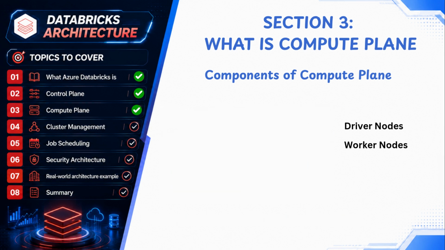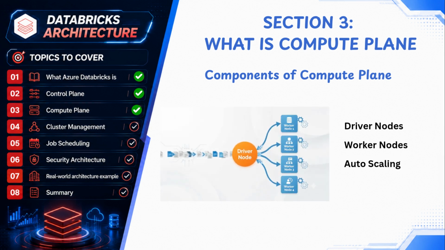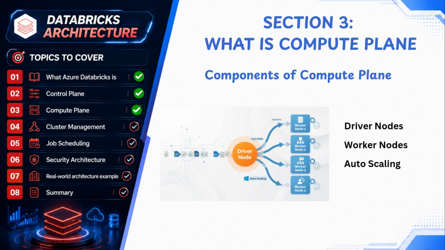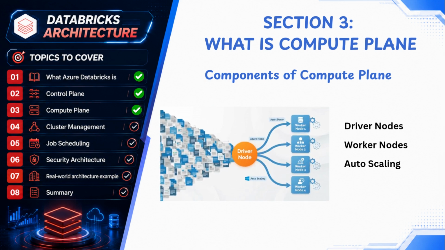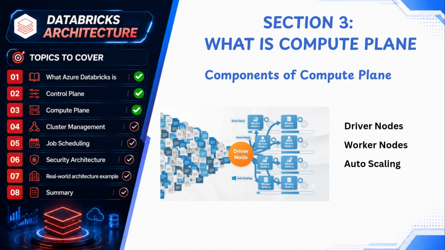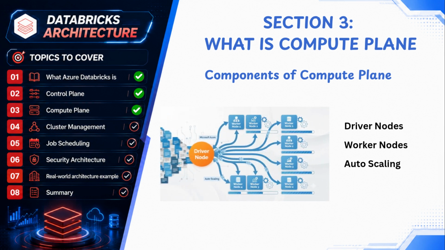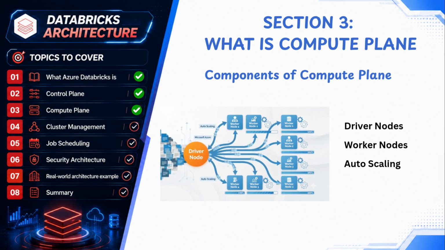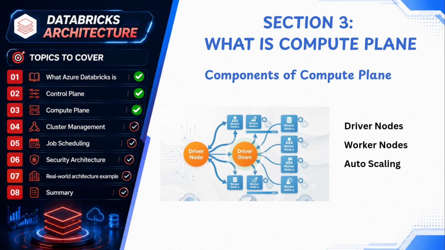The next component is auto scaling. Databricks can automatically scale the clusters. For example, the current workload requires 4 nodes. Suddenly, data volume increases, so Databricks automatically adds more worker nodes. When demand drops, resources are removed. This improves performance while reducing cost.